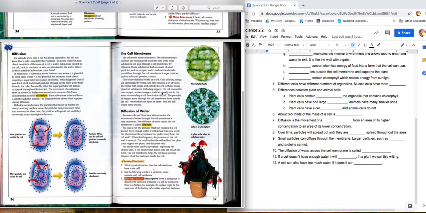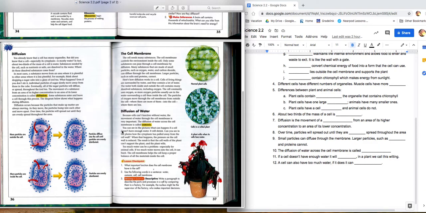Okay, so now we're going to give you a special term for the diffusion of water. Diffusion is this stuff happening in general. Now we're going to get a special term for it. Because cells can't function without water, the movement of water through the cell membrane is very important. The diffusion of water across the cell membrane is called osmosis.